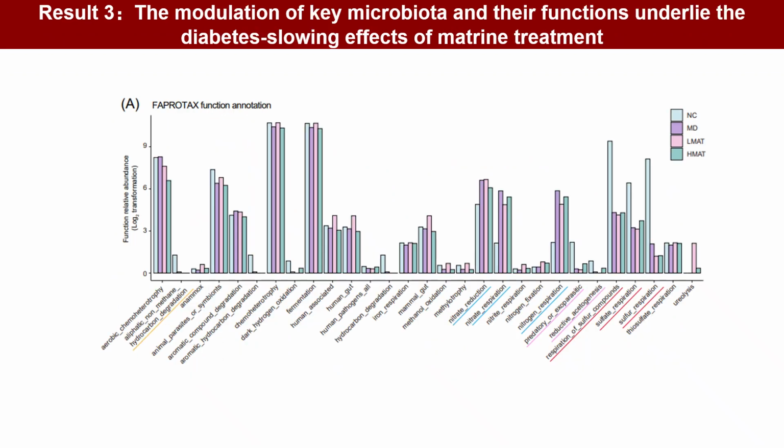In result 3, we found that matrine achieved diabetes relief by regulating specific gut microbiota and related metabolic functions. We observed that the LMAT and HMAT groups showed depletion in functions related to aliphatic non-methane hydrocarbon degradation, while the MD group and the matrine intervention groups exhibited higher enrichment levels of functions such as nitrate reduction, nitrate respiration, and nitrogen respiration compared to the NC group. Functions such as respiration of sulfur compounds and sulfate respiration were lower in the MD and intervention groups. Reductive acetogenesis decreased in the MD group, while matrine intervention helped increase its relative abundance.